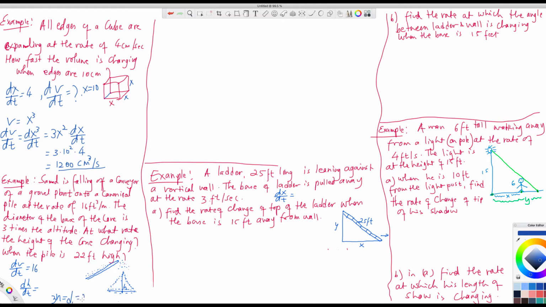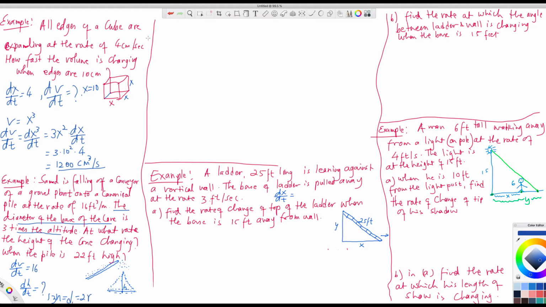So what it is giving is 3 times the height equals the diameter. But what is the diameter? It is 2 times the radius, right? You can write 2r equals 3h. At what rate is the height of the cone changing? It is asking dh over dt equals what? That's what it is asking. The diameter of the base of the cone is 3 times the altitude, so 3h equals d, but I want to write d in terms of r. So 2r equals 3h. So the question is, what is dh over dt?